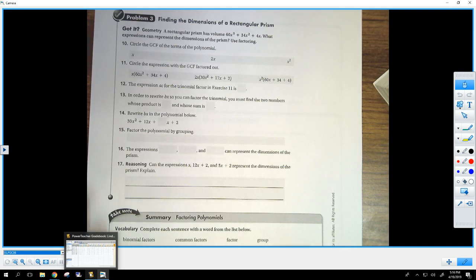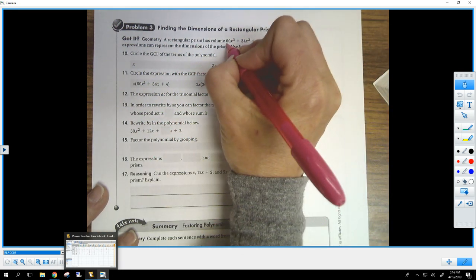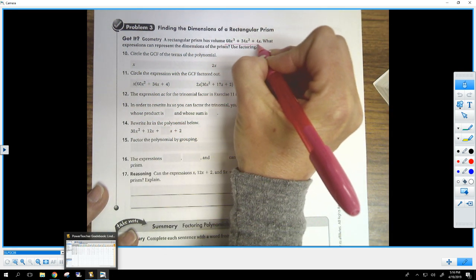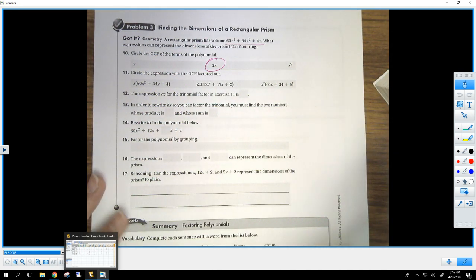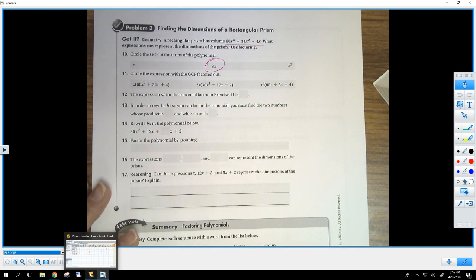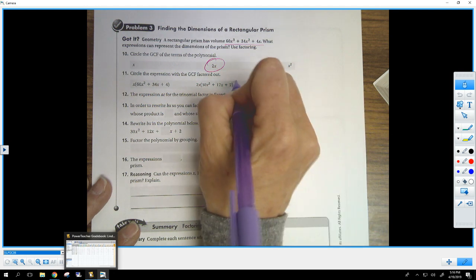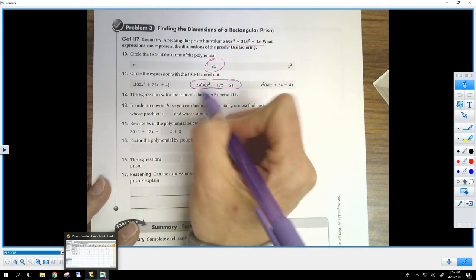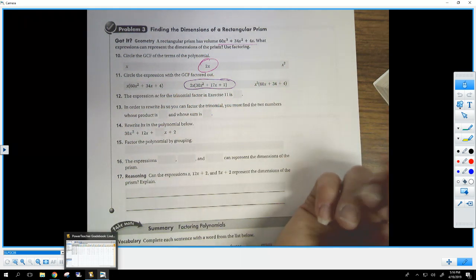All right, top of the page, finding dimensions of a regular prism. Same thing. So circle the greatest common factor of the polynomial. So here is this polynomial. What is the greatest common factor? 2x, right? So I'm going to factor out the 2x. So the answer clearly is going to be the one that has 2x on the outside, right? These do not. So there's no way that they could be.